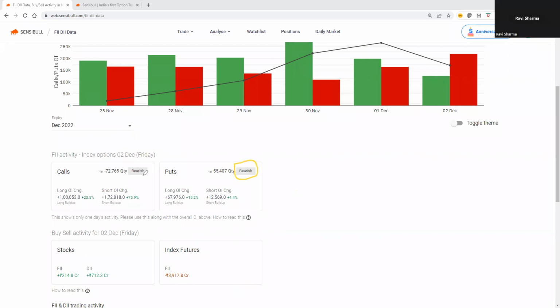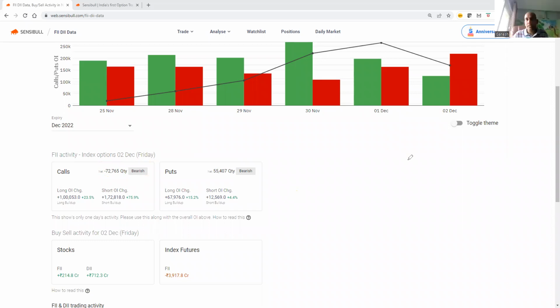Okay. Second thing, this calls quantity, whichever is showing 72,000. Is this the total quantity, or the number of lots? These are contracts, not quantity. We are counting the number of contracts, so we have to multiply it by the lot size to get the exact volume. Okay, sir. Okay, carry on.